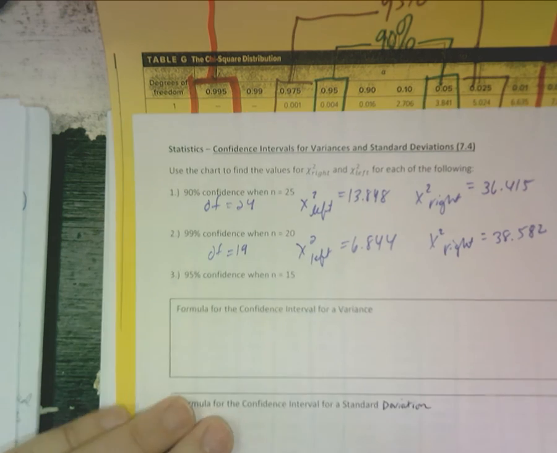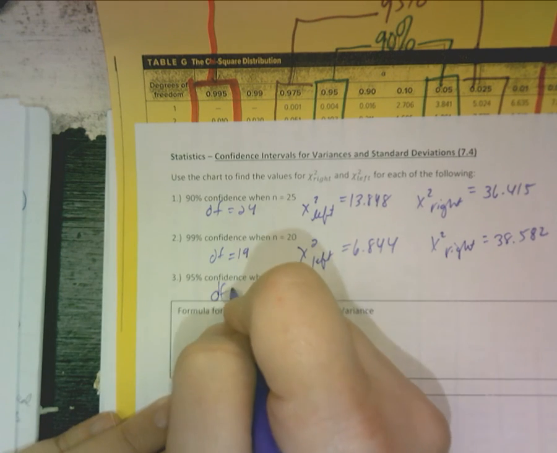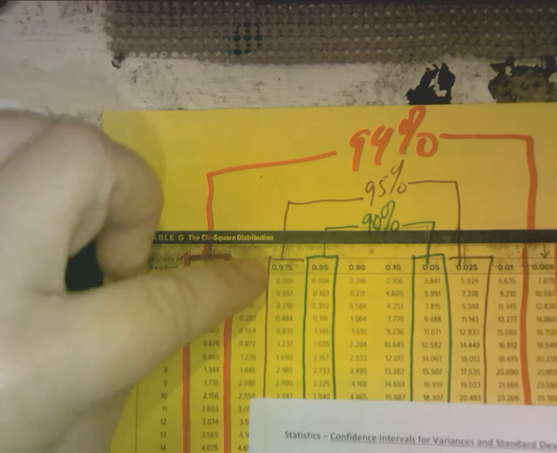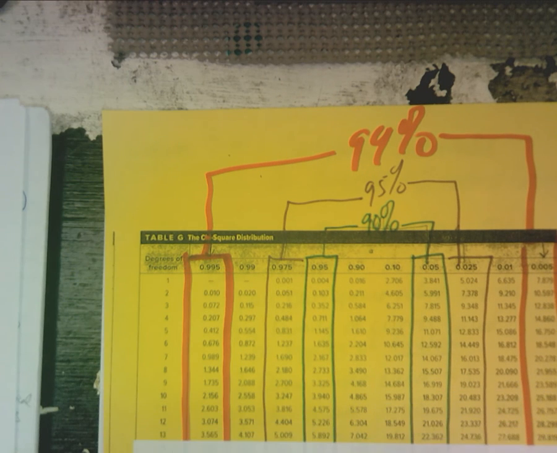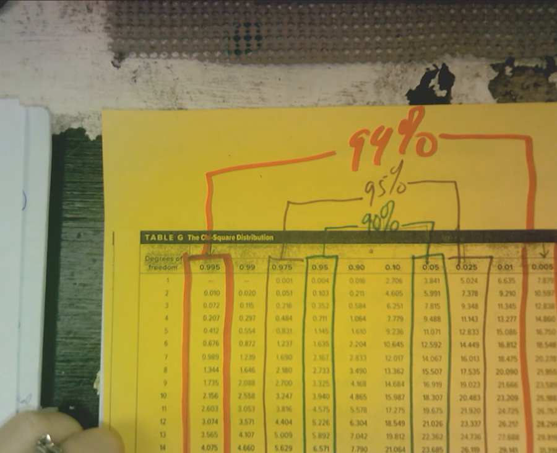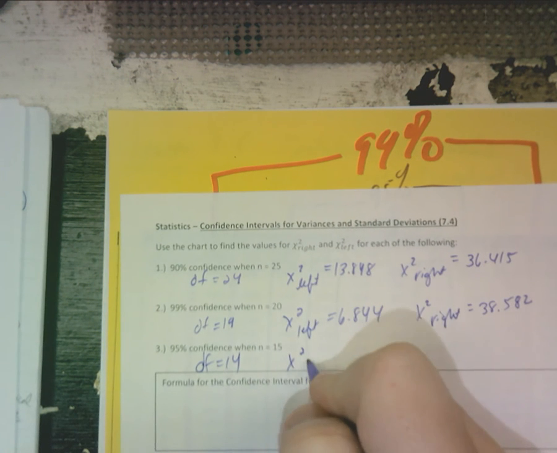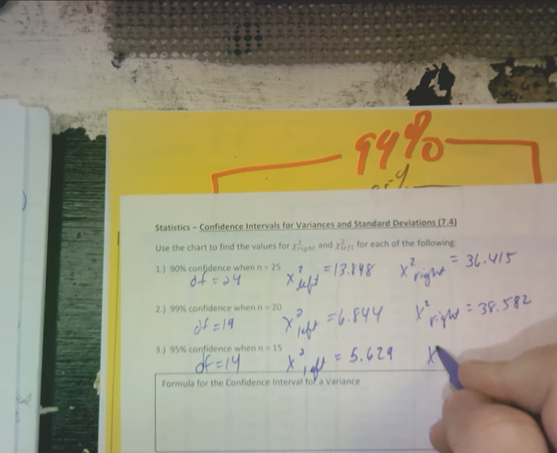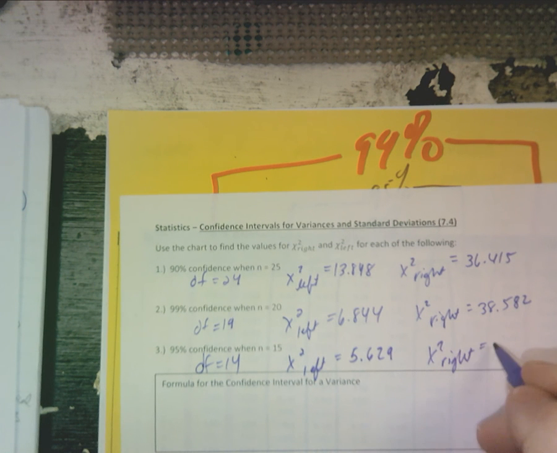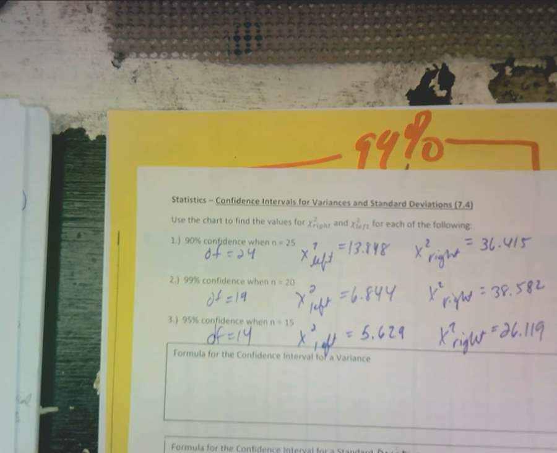95% when n is 15, so degrees of freedom, 14. Go to 95%, which for me is this brown box, which is actually, I think, purple. Go to 14, line it up. Don't go to my green box, go to my brown box. 5.629 and 26.119.